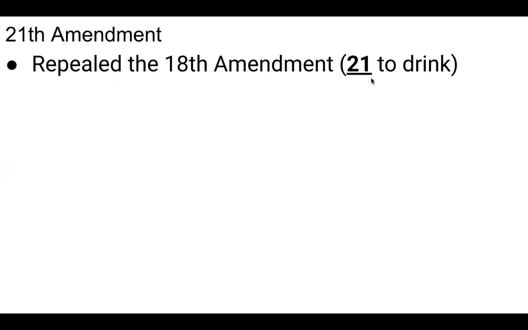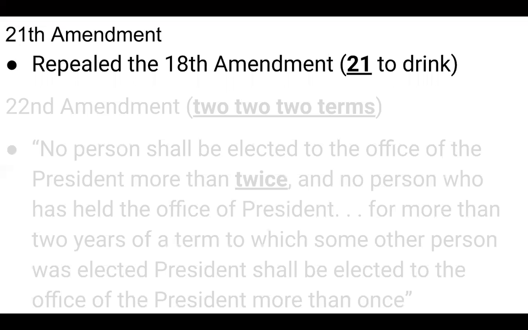So you can remember the 18th Amendment prohibits alcohol. You're 18, right? You're an adult, but you can't drink. The 21st Amendment is the drinking age, and it's also now you can drink. So hopefully those two will be really easy for you to remember.